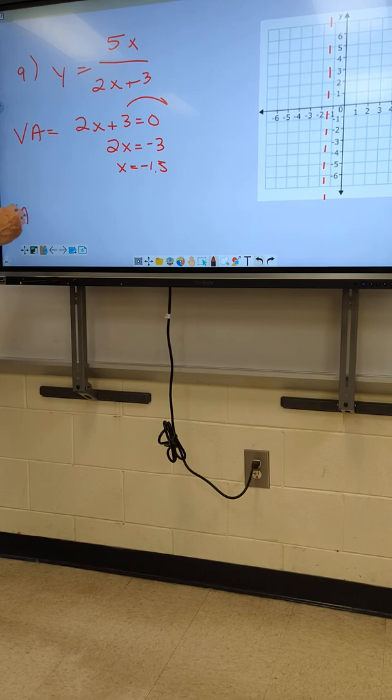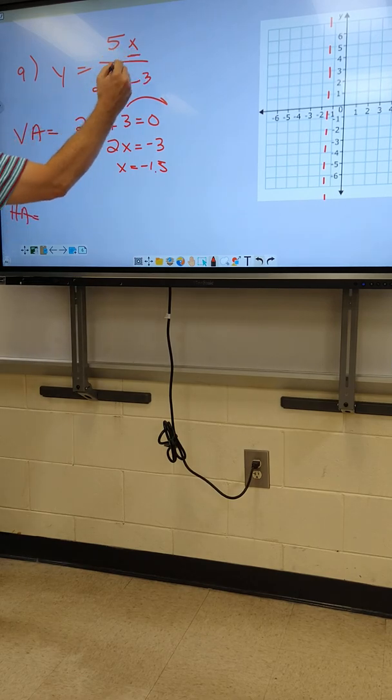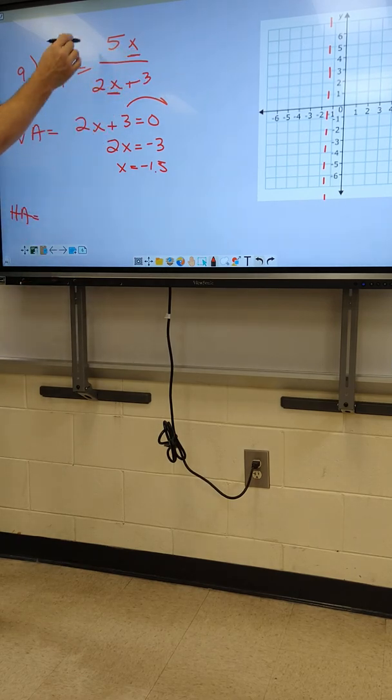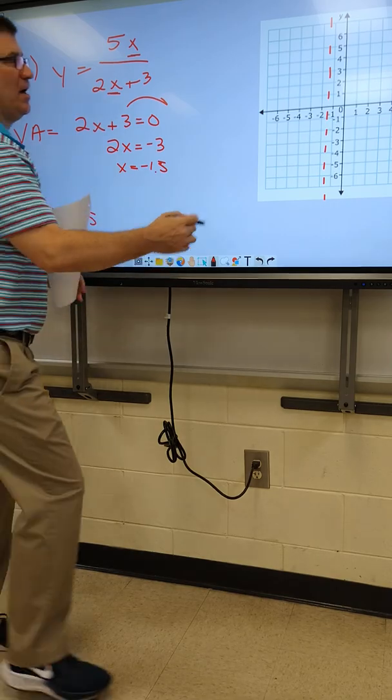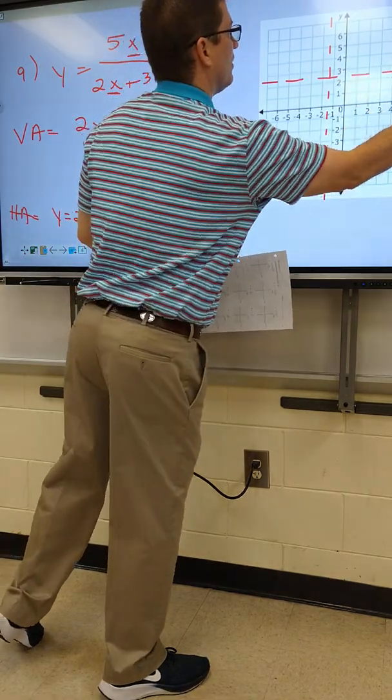All right, what about the HA? What are we supposed to do when they both have an X? You divide them. What's 5 divided by 2? 2.5. Okay, so it's y equals 2.5. So I got another decimal. I go up 2.5 right there.